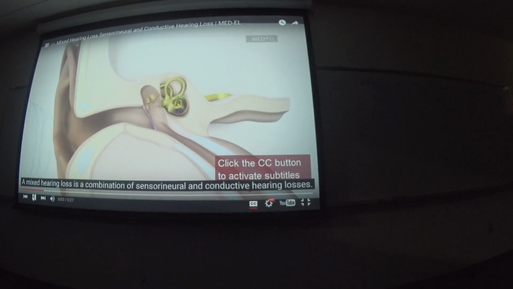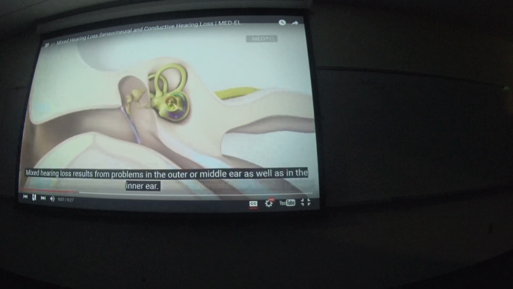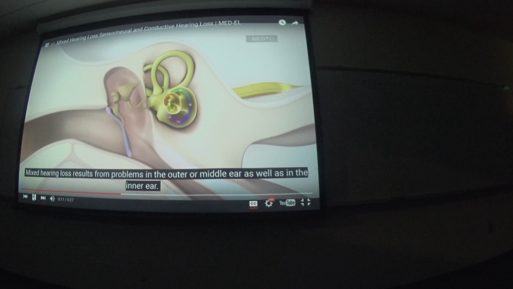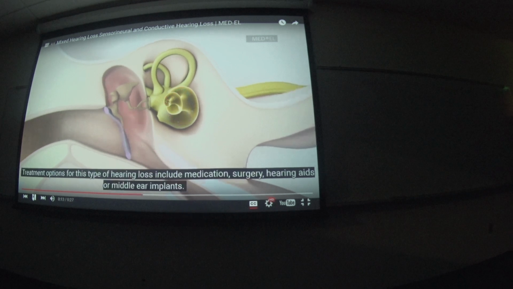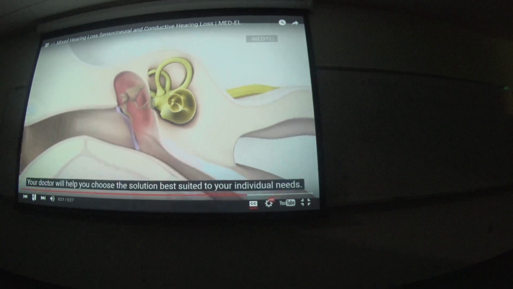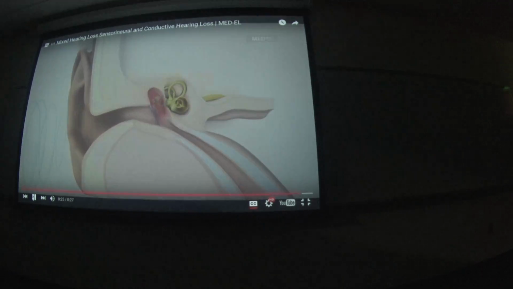A mixed hearing loss is a combination of sensorineural and conductive hearing losses. Mixed hearing loss results from problems in the outer or middle ear, as well as the inner ear. Treatment options for this type of hearing loss include medication, surgery, hearing aids, or middle ear implants. Your doctor will help you choose the solution best suited to your individual needs.